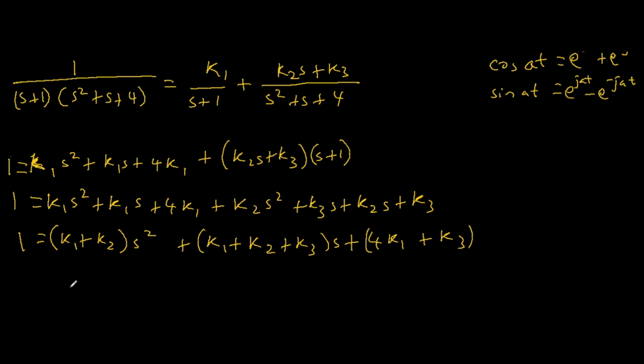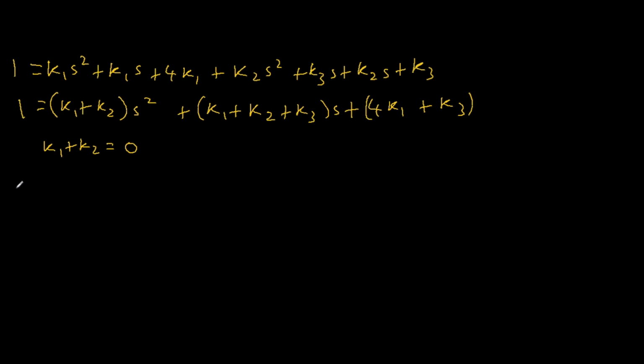Now, like we have done earlier on, we know that k1 plus k2 is equal to 0 because there's no s squared term on the left-hand side. And we also know that k1 plus k2 plus k3 is equal to 0 also, because there's no s term on this side. Now this just works out beautifully for us. k1 plus k2 is 0. k1 plus k2 plus k3 is equal to 0. This implies that your k3 is equal to 0.